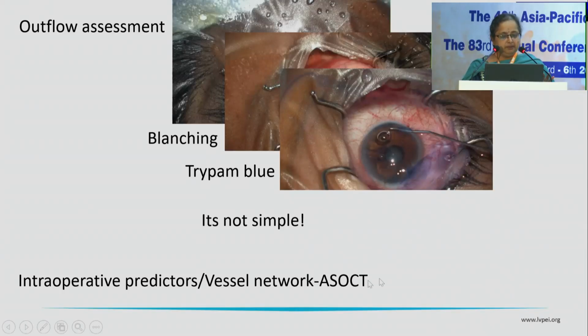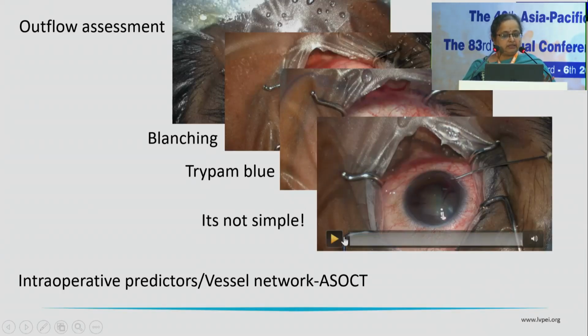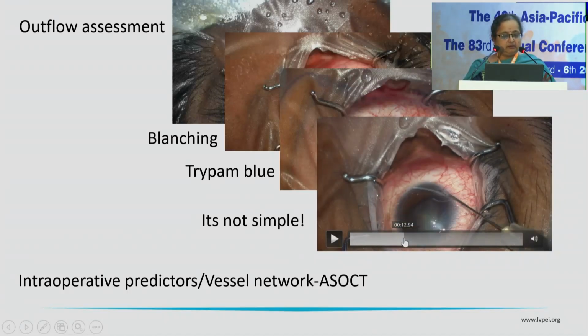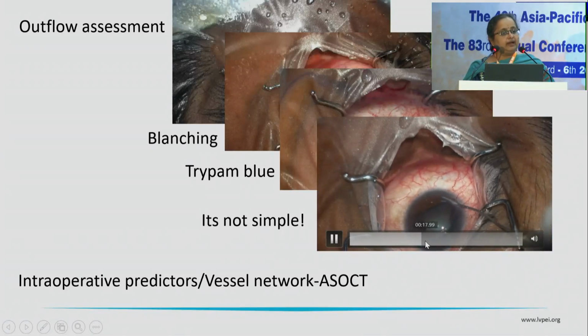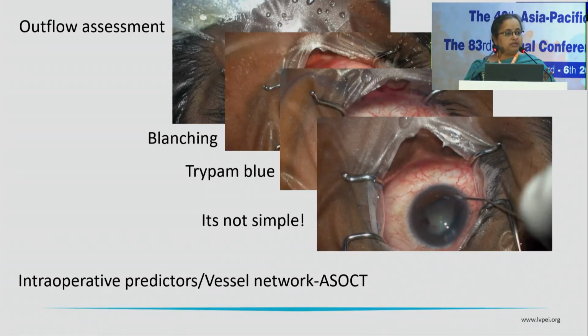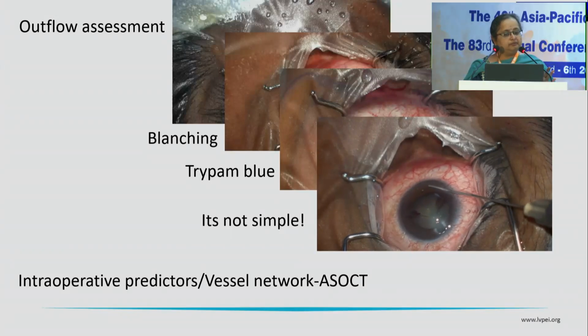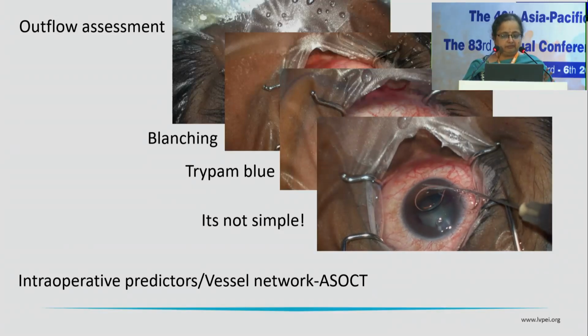It's not simple. The variations from individual to individual are so huge that you cannot generalize to come to an algorithm. What we could find out is that if you see blanching or trypan blue staining in more than 2 or 3 quadrants, you know that that patient may be free of medications. But if you see it in less than that, possibly this patient is going to require medications or going to fail. That's all you can have.